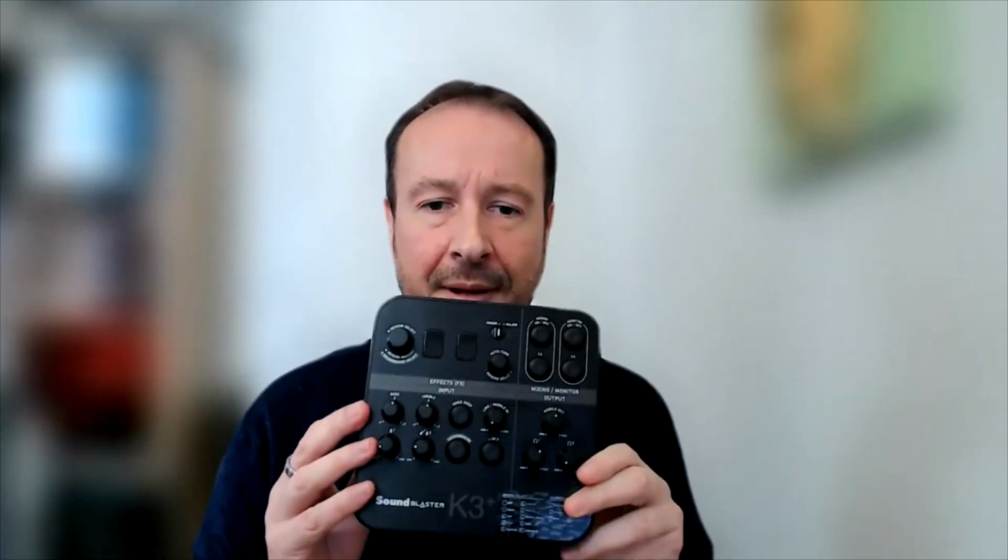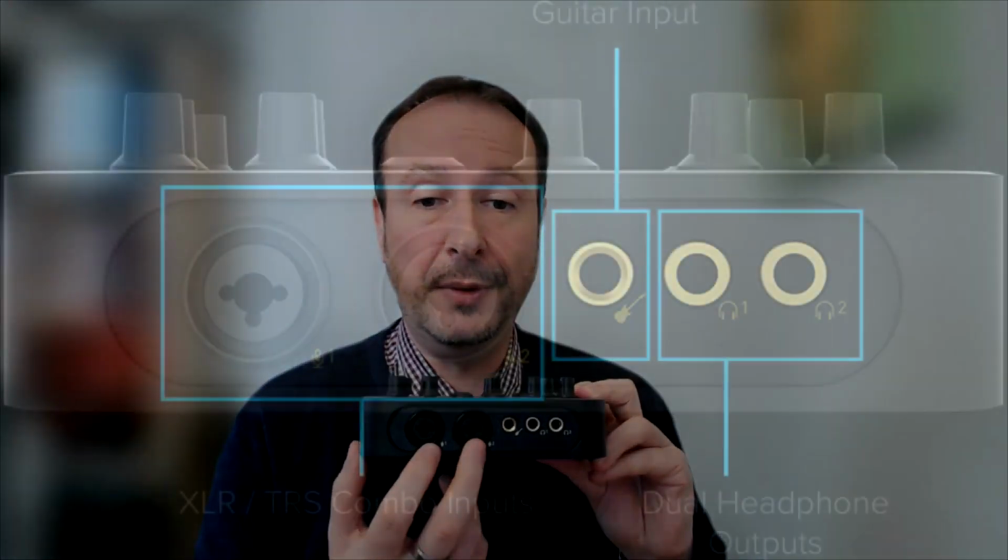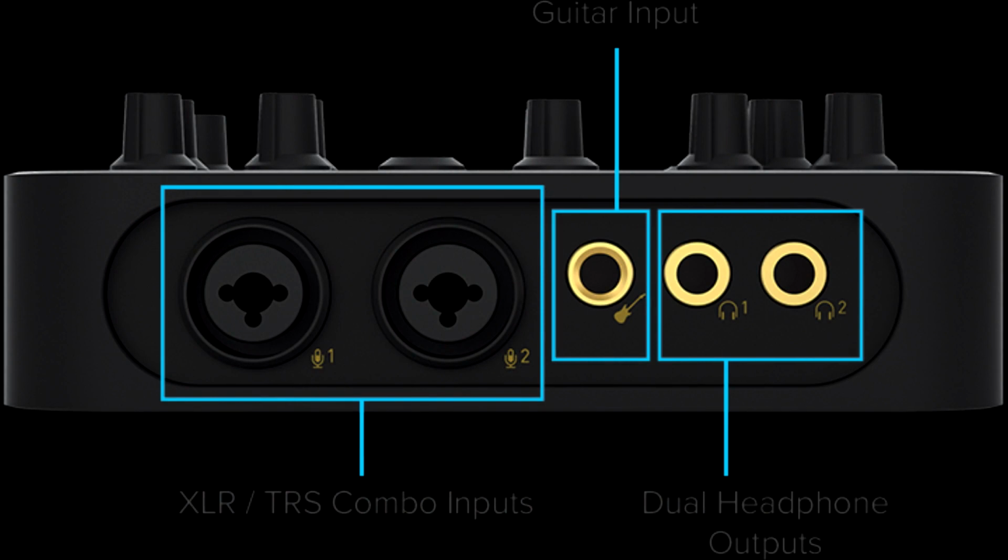Next, Sound Blaster K3 Plus. This has its advantages. And the advantages are it has 2 microphones and 2 headphones with individual headphone control built into it. Out of all the mixers I'm showing you, it's the only one that has 2 headphones already there, ready to go.